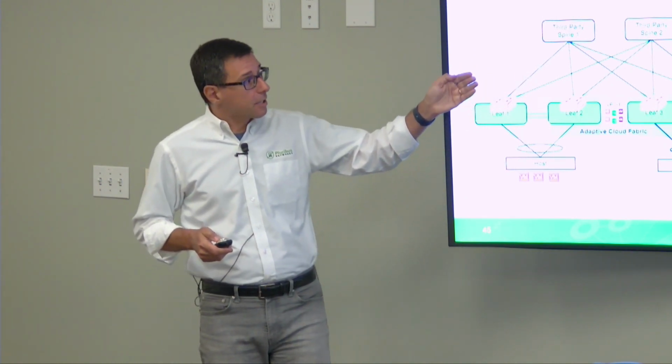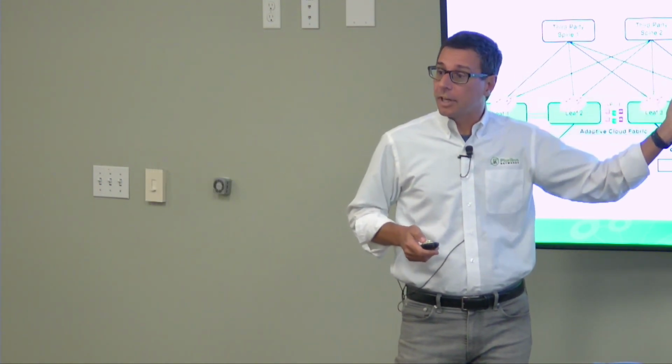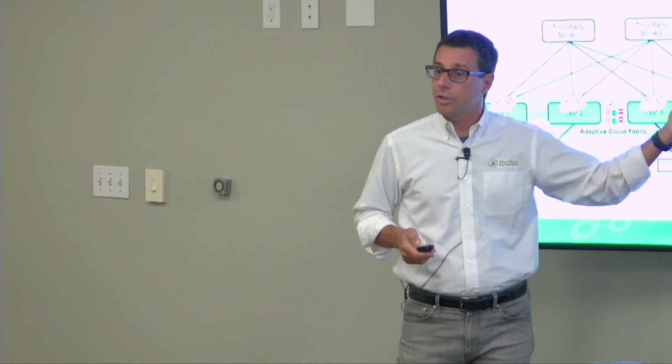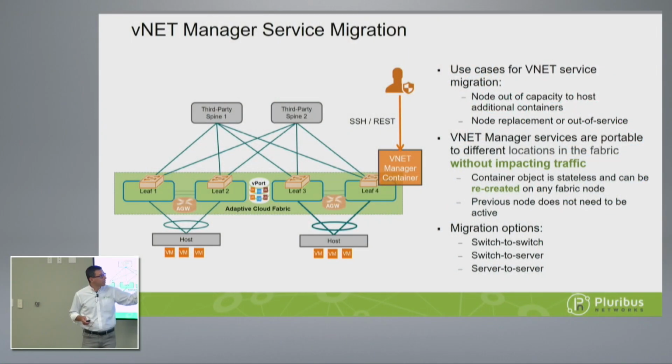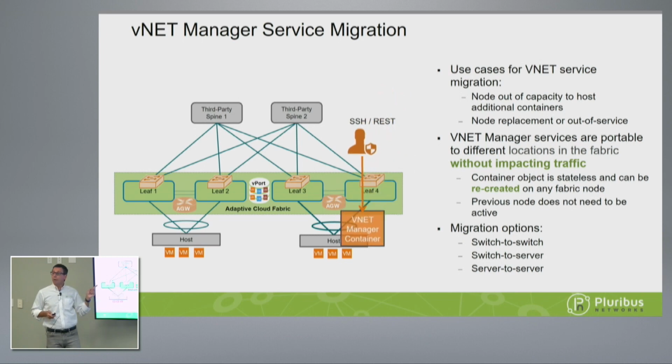Because it's stateless, this container can die, or the node hosting the container can die, and there is no impact on the network, because it's just a stateless container, just a portal. You lose connectivity to your environment, so it's not traffic impacting. I can recreate this container anywhere in the fabric because the state is in the fabric. The knowledge of what a VNet is is distributed in the fabric.